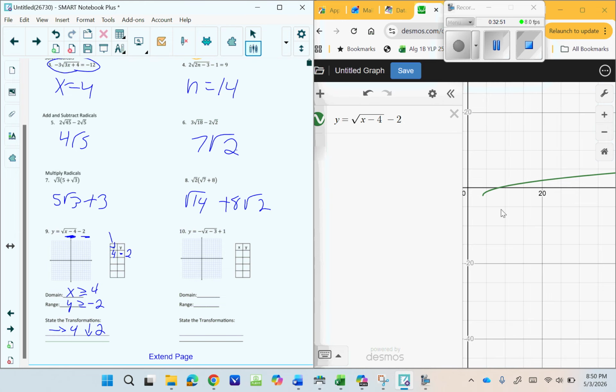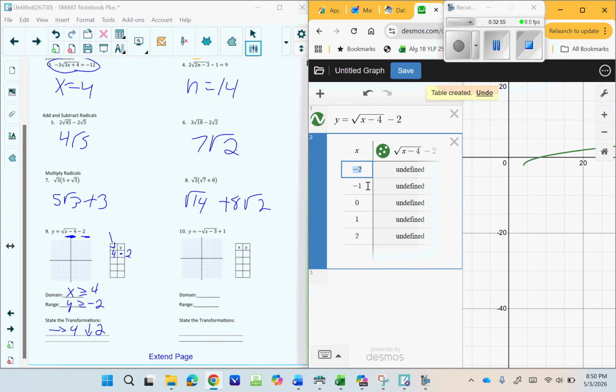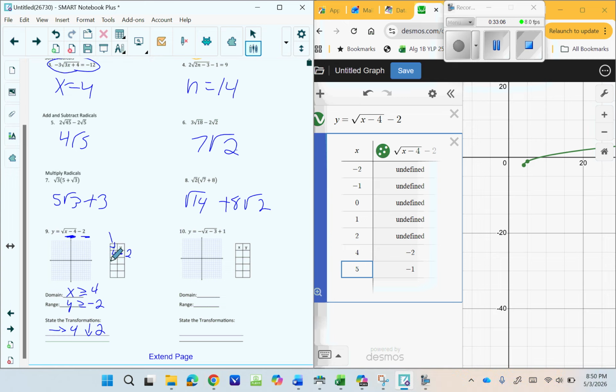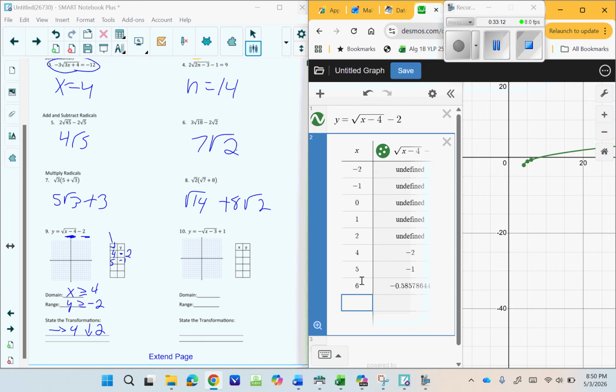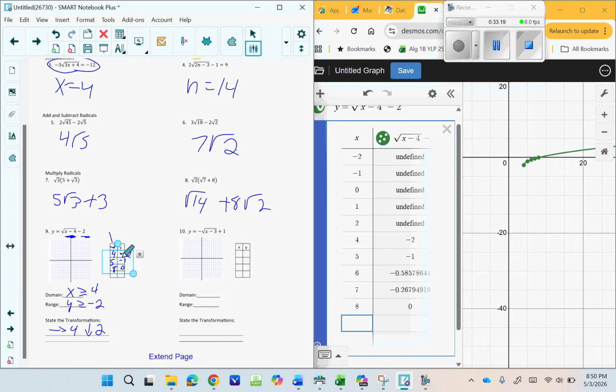Let's keep going. So I want some more points. So I'm going to go here and make a table. And notice like Desmos literally just starts throwing out stuff. So I want it to be stuff that I want. So let's see, there's 5, negative 1. I like that. Okay, let's keep going. 6, nope, 7, nope, 8. Ooh, 8 is 1. 8, 0. Let's try to find one more.